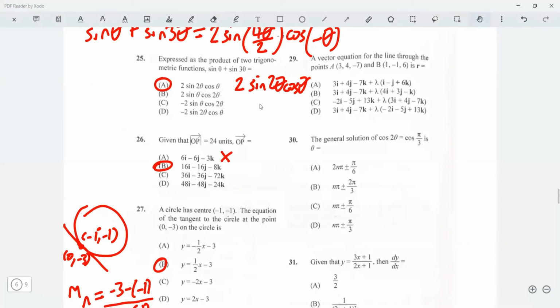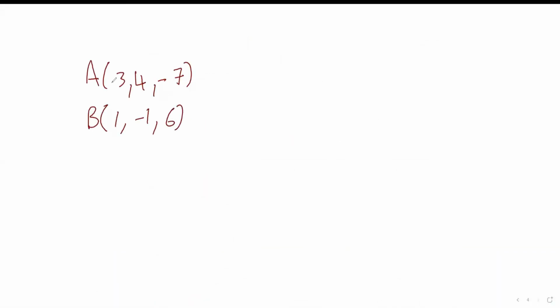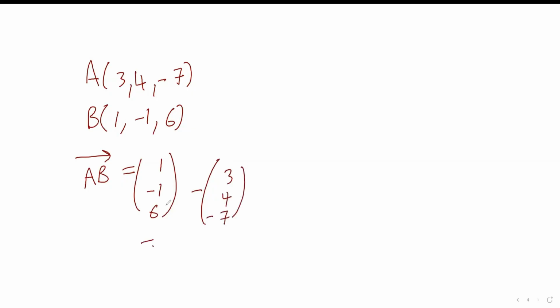1, minus 1, 6. So first thing we need is a common direction. Let's use AB as a common direction. A common direction is going to be 1, minus 1, 6, minus 3, 4, negative 7. That's going to be 1 minus 3 is negative 2, minus 1 minus 4 is negative 5, 6 minus 7 become plus, 6 plus 7 is 13. So that's a known direction. Negative 2, negative 5, 13.